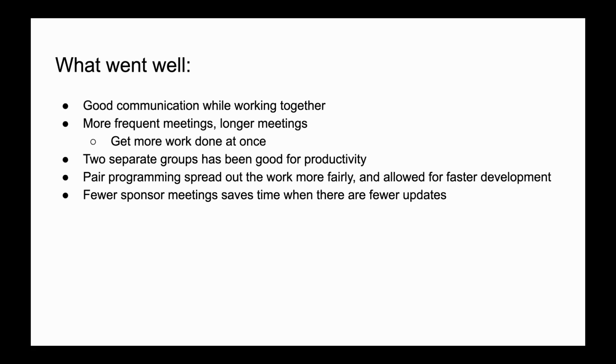Working in groups, as it has been in the previous sprints, has been really good for productivity, allowing us to parallelize our work across different features. And by working together in pair programming, we were able to work a little bit more fairly by spreading the cognitive and time load among multiple team members, but also we were able to get through roadblocks and mistakes a lot faster this time, which sped up development quite a bit.